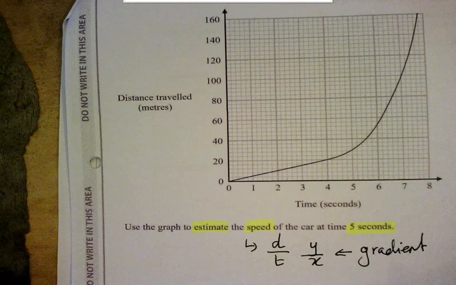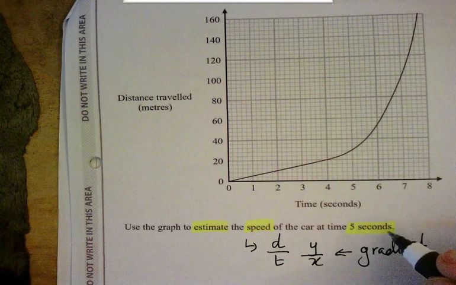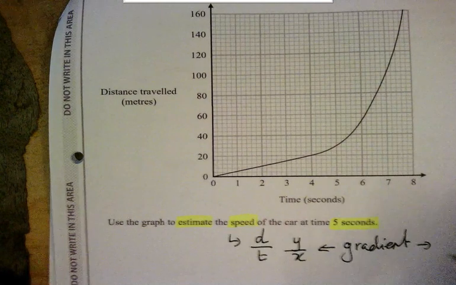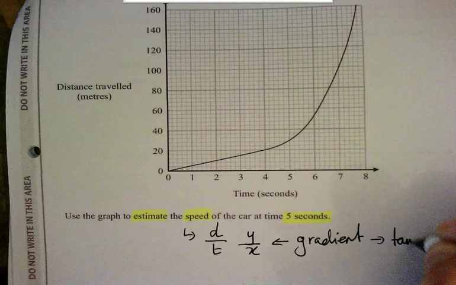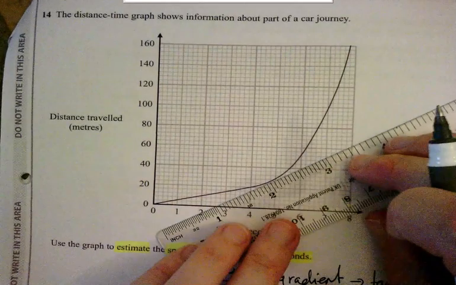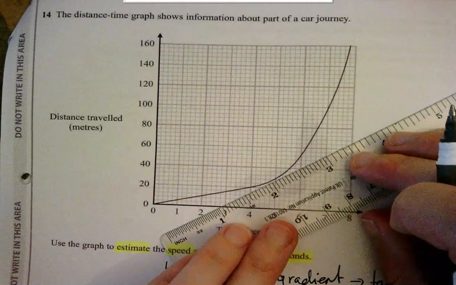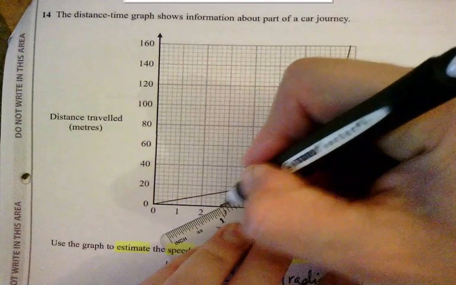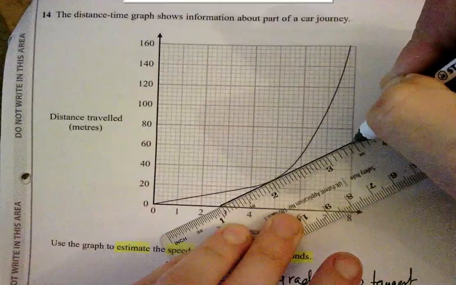So I think for this question I need to find the gradient of the curve at 5 seconds, which makes me think I need to draw a tangent to the graph at 5 seconds. So I'm going to find 5 seconds, take my ruler, I would do it in pencil, but I'll do it in pen so you can see more clearly on the video. And make the tangent as long as possible, which means you get a more accurate reading.